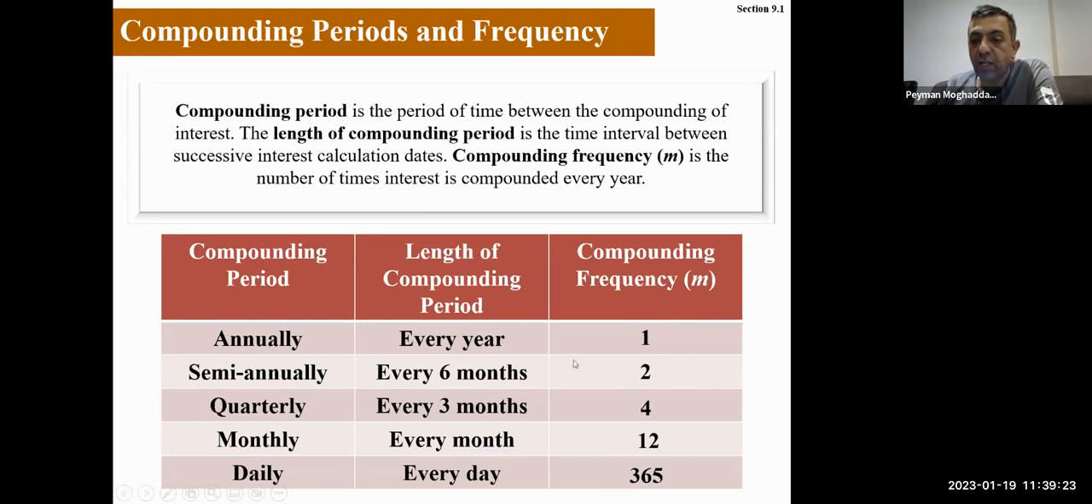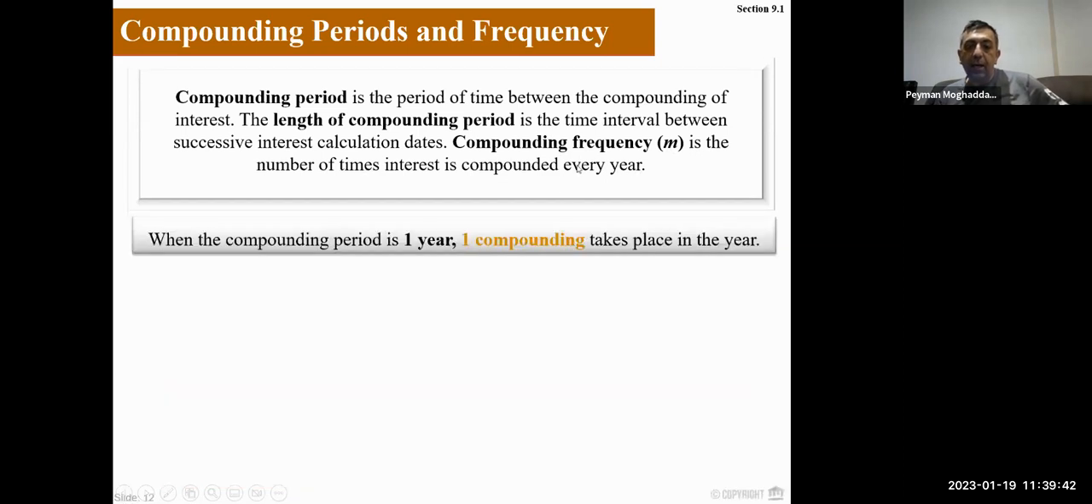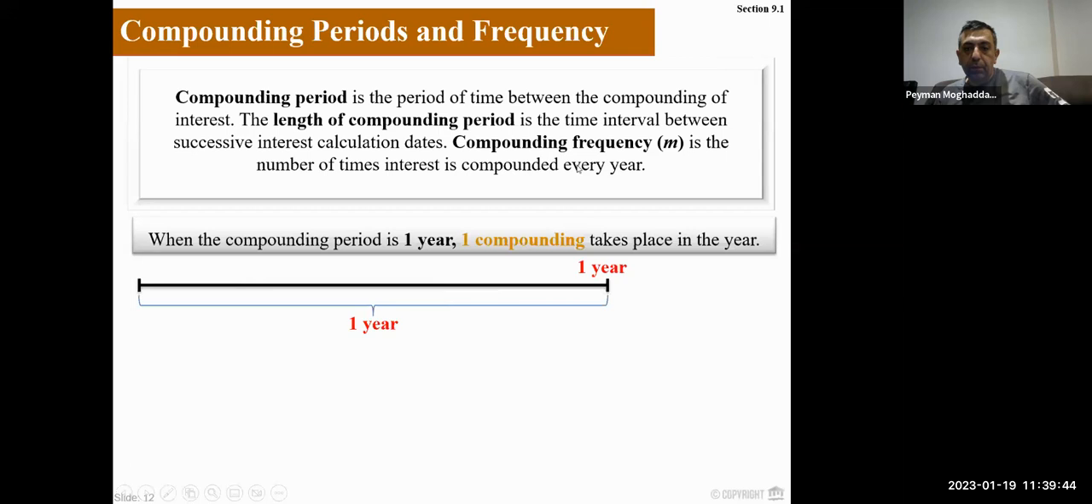Okay, so that's compounding frequency. You have to remember that it's called M, and it's basically calculated based on how many of that period of time accumulated together is going to be 1 year.